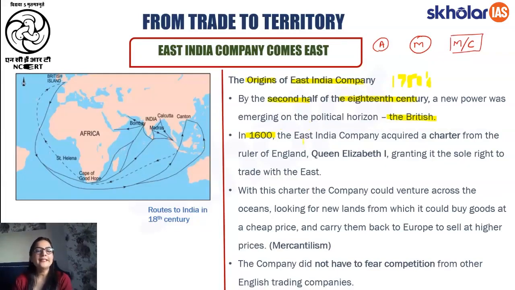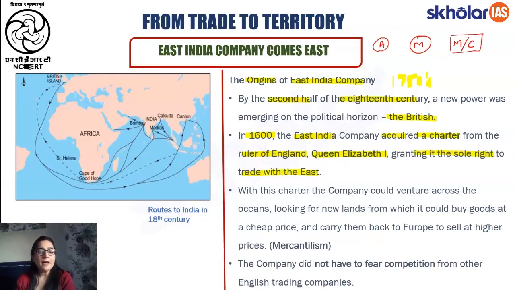So students, in the year 1600, the East India Company acquired a charter from the ruler of England, that is Queen Elizabeth I, who granted them the sole right to trade with the East. Now herein, students, it is going to be a very important point. You have to remember that in England itself, only East India Company was allowed to trade with India. No other company within England could trade with India.